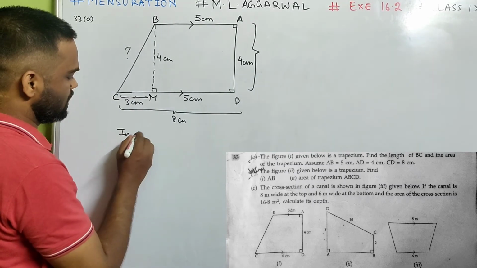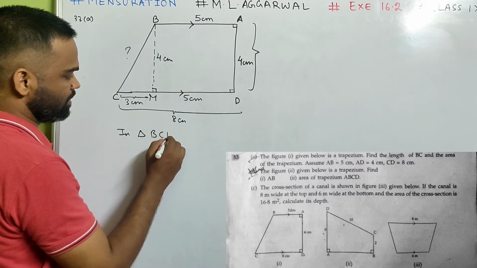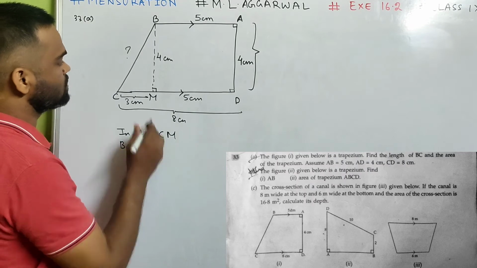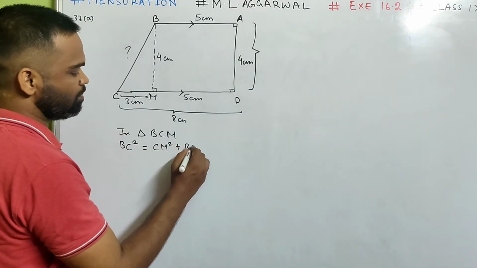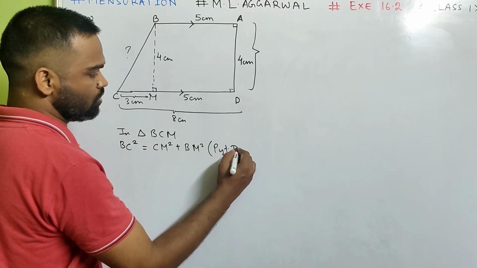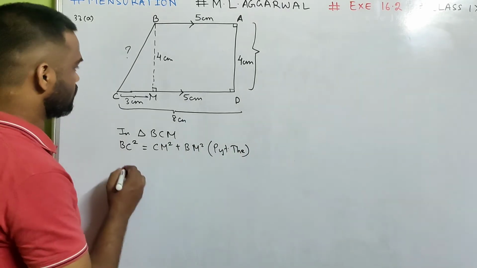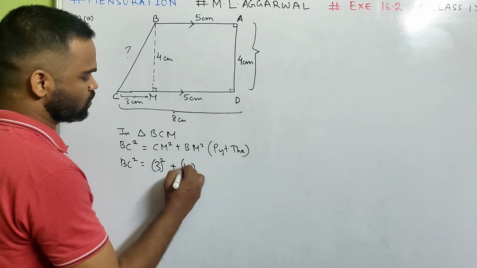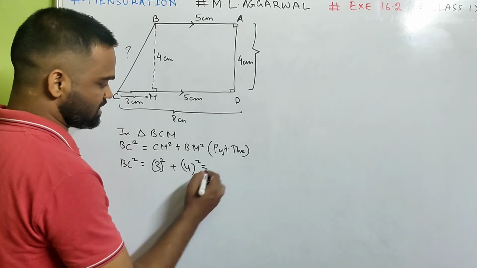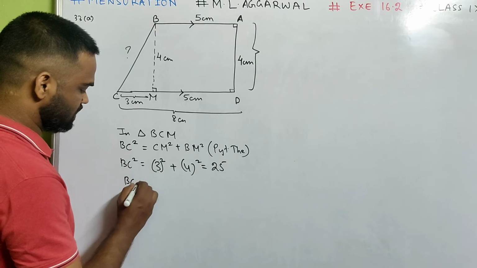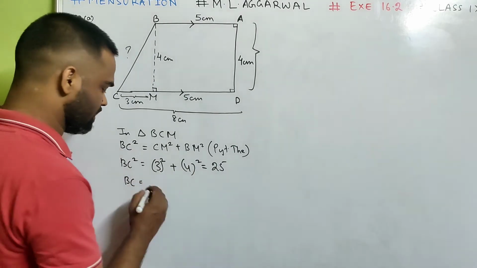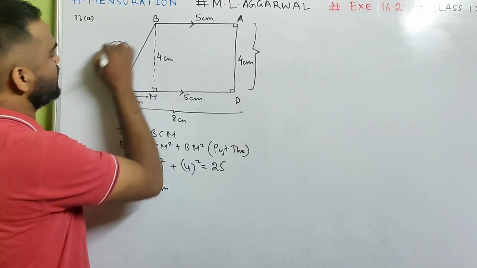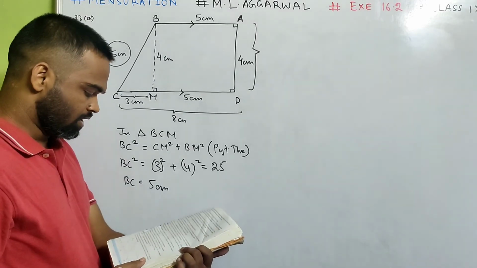Now look, in triangle BCM, we'll use Pythagoras Theorem. So BC square, that's the hypotenuse, is CM square plus BM square by Pythagoras Theorem. Yes or no? Now look over here. So BC square is 3 square plus 4 square. That's 9 plus 16. That's 25. So BC will be plus minus 5. We'll not take the negative one. We'll take the positive one. So 5 centimeter. So this is how much? 5 centimeter. Done.